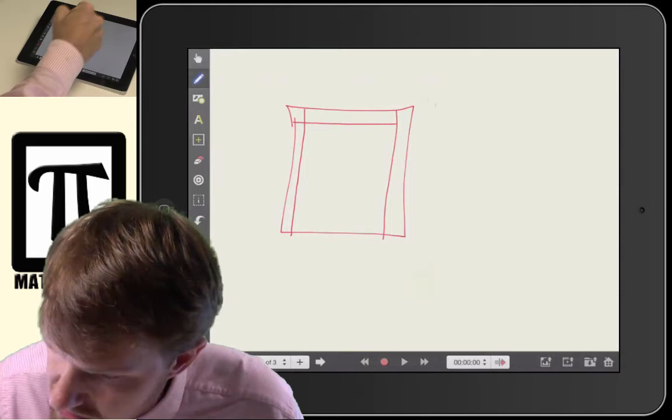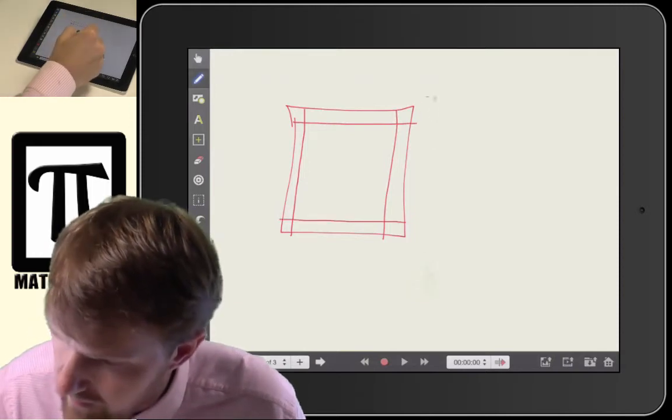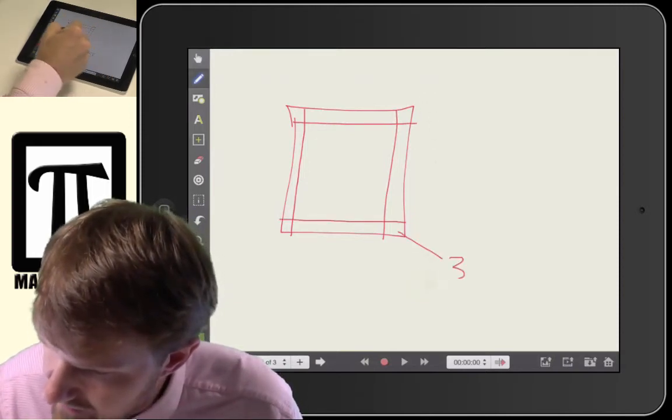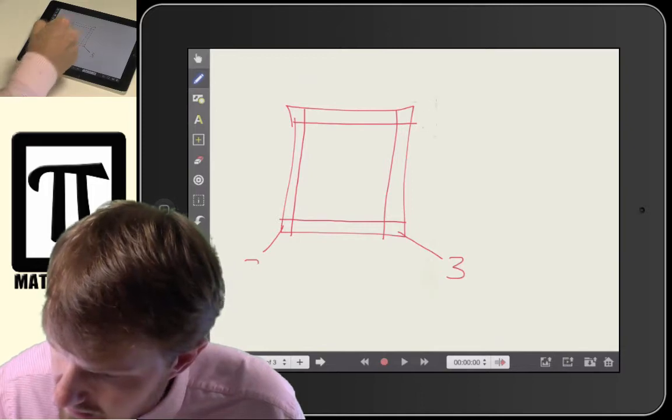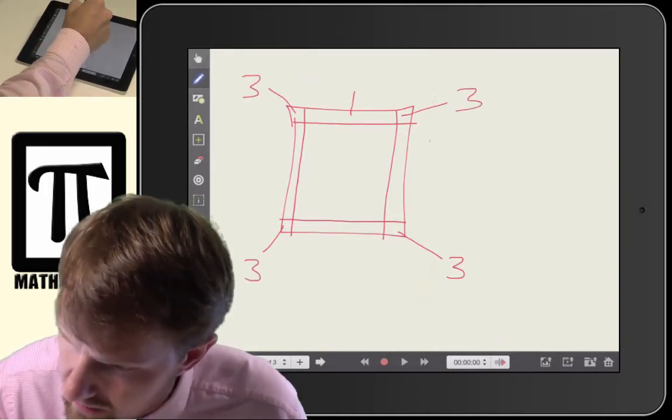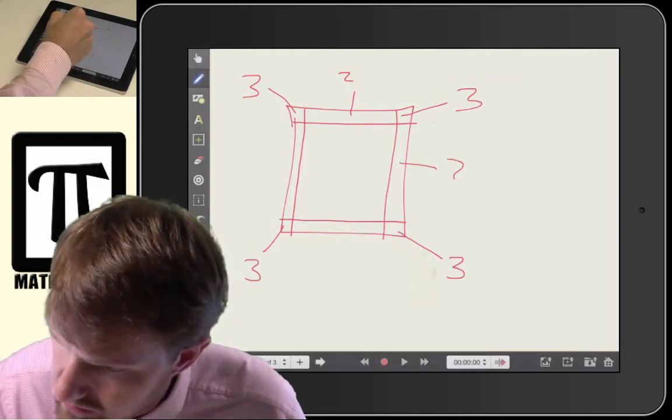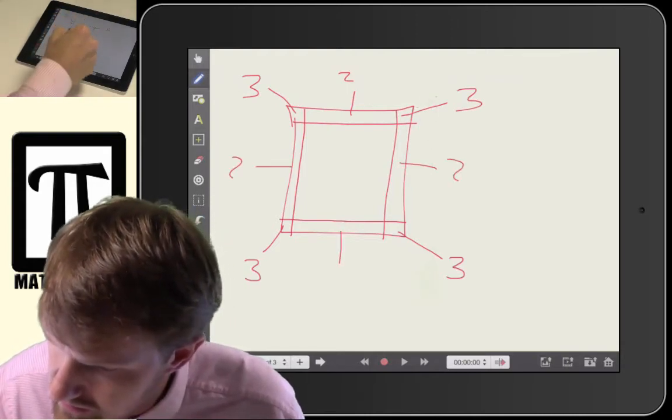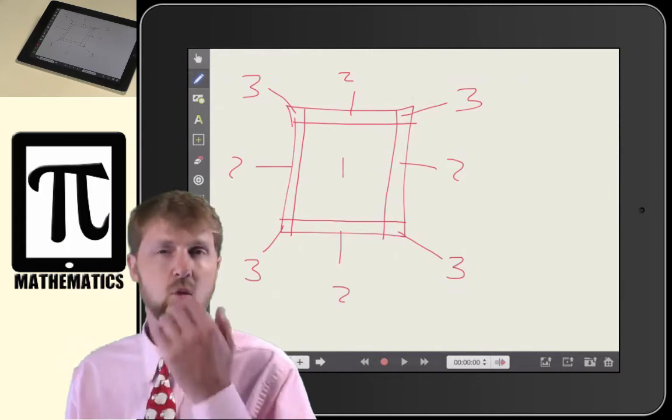these on the edge, these corner ones are going to have 3. These are going to have 3. These are going to have 3. These are going to have 3. These will have 2, 2, 2, and 2. And these in the middle will have 1.